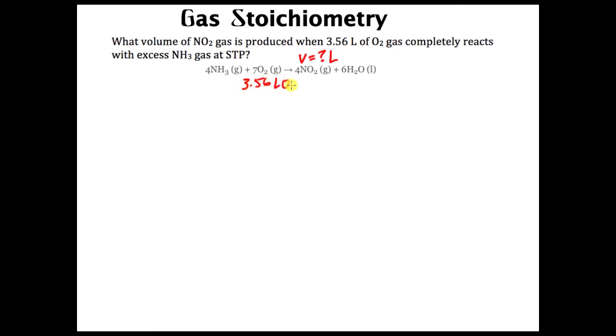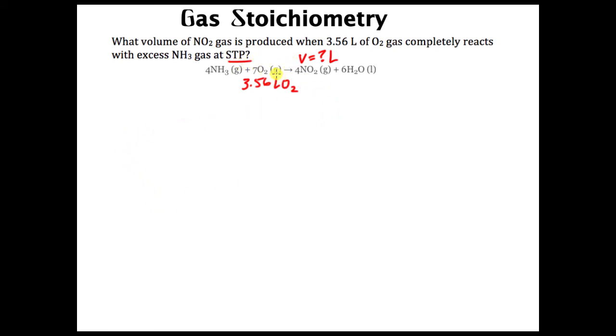We're given the volume of oxygen, 3.56 liters of O2. Okay, so we know the volume of the oxygen. We want to find the volume of this when the ammonia is in excess, so the oxygen is going to go to 0. You could have some limiting reactant problems here. And again, we're at STP. So what am I going to do?